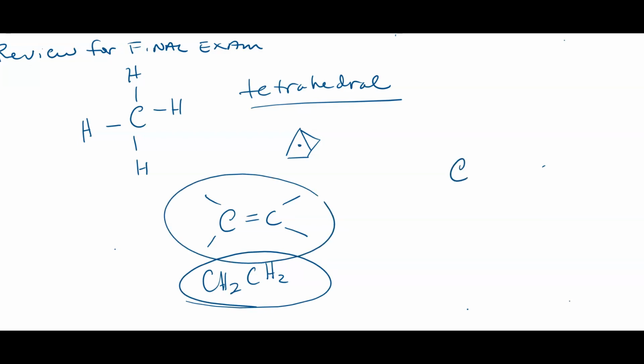Carbon can also triple bond. So each carbon is filling 3 bonds already, so they can only have 1 hydrogen left over. So the formula for this is C2H2. Okay? So make sure that you know that carbon only has 4 lines attached to it.